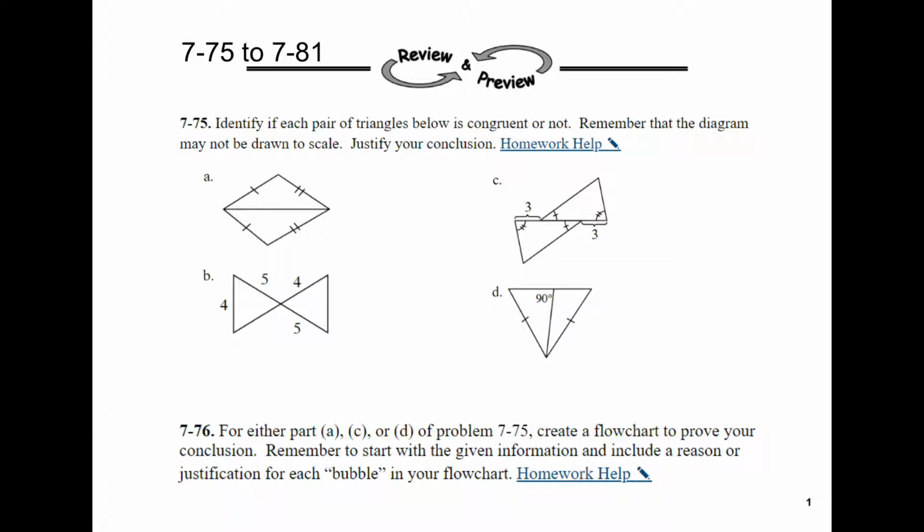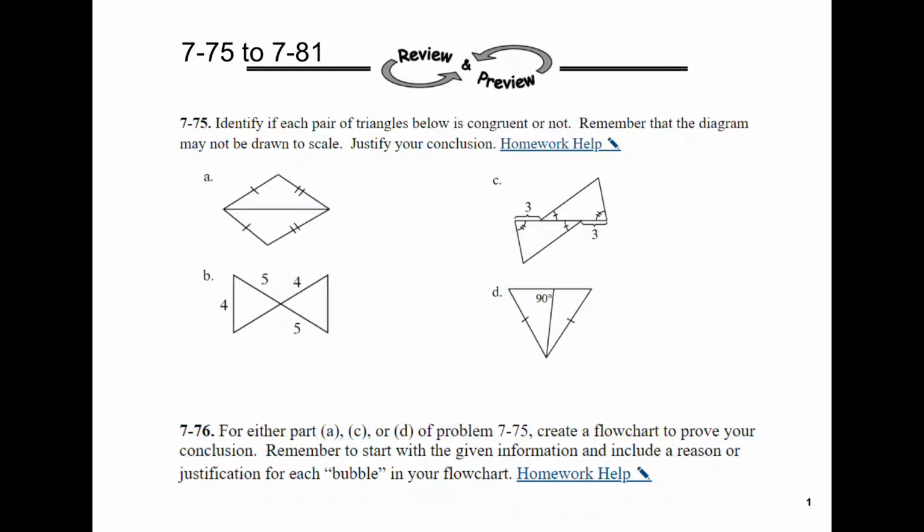Hello, this is Mrs. Edwards, and I am doing problems 775 to 781, review and preview out of the CCG book. When we look at 775, it asks us to identify whether each pair of triangles below is congruent or not. Remember that the diagrams may not be drawn to scale, and we must always justify our conclusions.